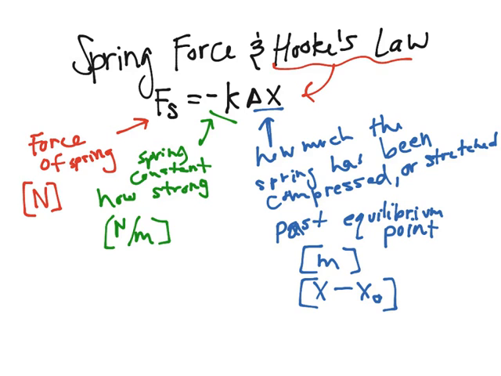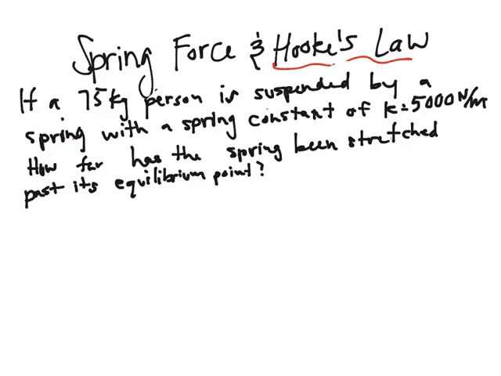Alright, so let's do a practice problem with this. Do try it on your own first. Alright, so your question is, if a 75 kilogram person is suspended by a spring, oh what fun, with a spring constant of k equals 5,000 newtons per meter, how far has the spring been stretched past its equilibrium point? So do try this on your own first. You have the spring law in front of you, or Hooke's law. Try to figure out how far it's been stretched past its equilibrium point. As always, draw a free body diagram first.